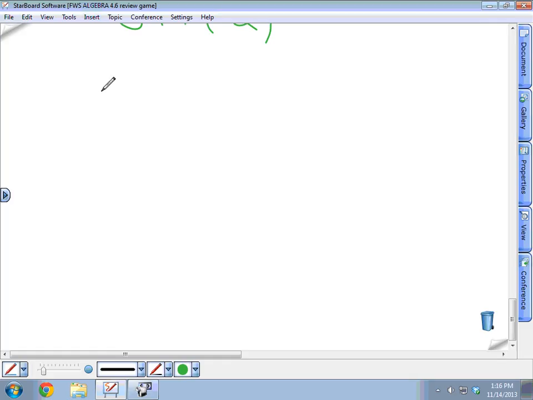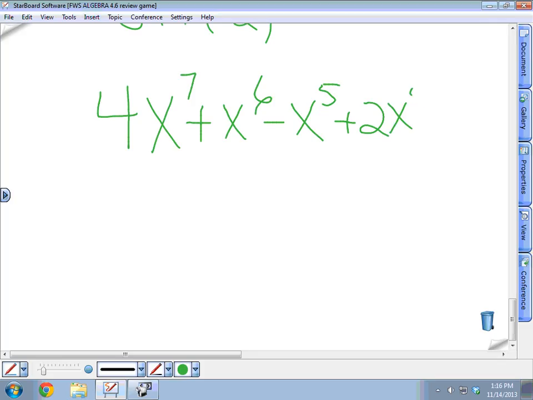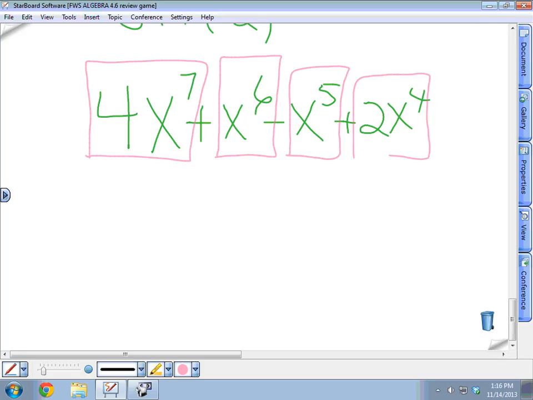The degree. 4x to the 7th power plus x to the 6th power minus x to the 5th power plus 2x to the 4th power. Okay? Each of these monomials has a different degree. The degree just means the highest exponent in the monomial. So this particular monomial is a 7th degree. It's a 7th degree monomial. This is a 6th degree monomial, a 5th degree, and a 4th degree.